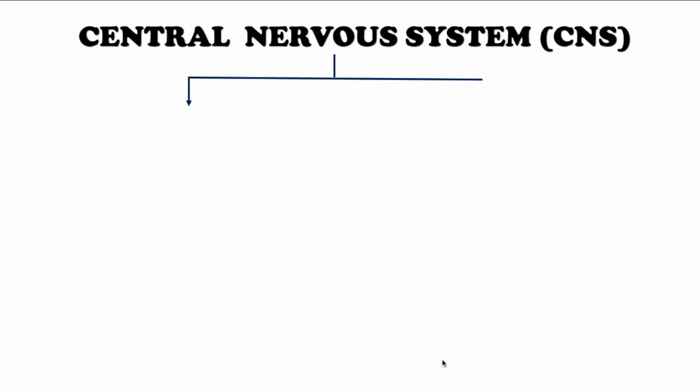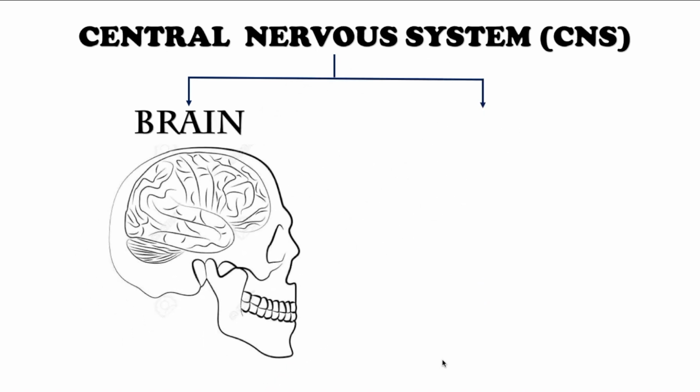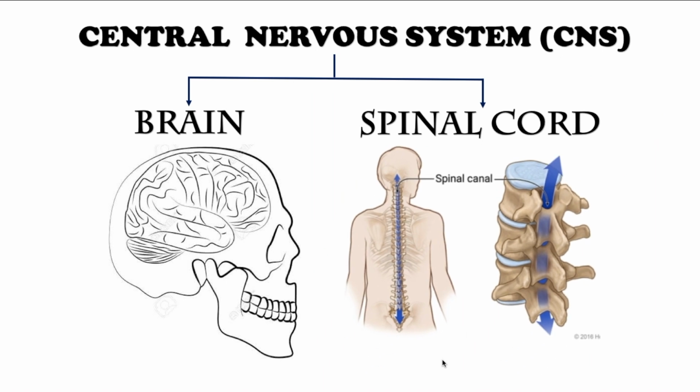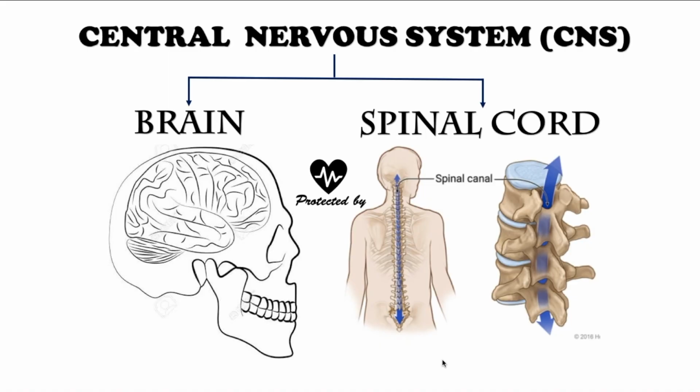Now, let's talk about the central nervous system. The central nervous system consists of two different parts. The first one is the brain and the next is the spinal cord. Being very important and vital centers of our body, they remain very well protected by bony protection called the skull, which protects the brain, and the spinal canal within the vertebral column offers protection to the spinal cord. They are additionally protected by a tough covering called meninges.